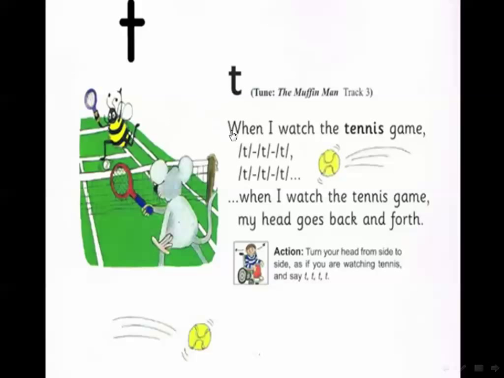And then they started to sing. What did they say? They said, when I watch the tennis game, t, t, t, t, t, t. When I watch the tennis game, my head goes back and forth. Okay, so let's listen to the song together.